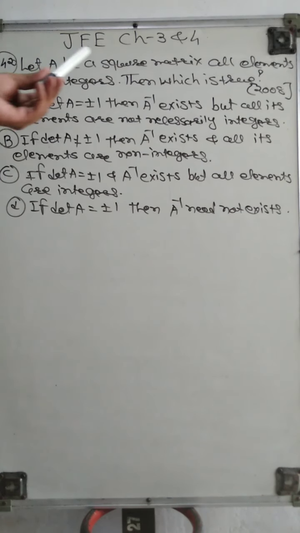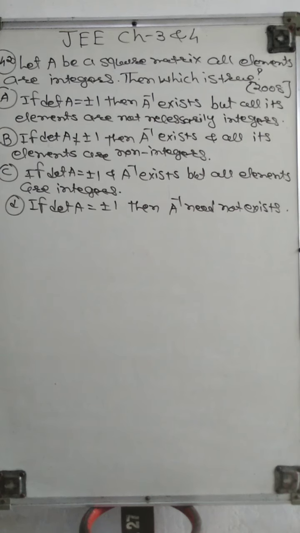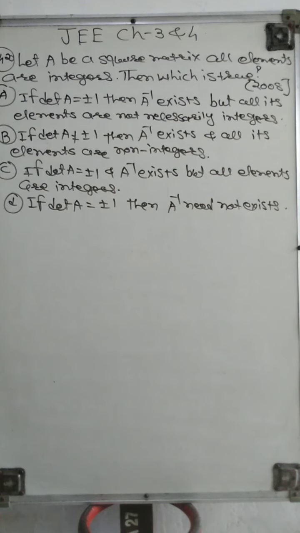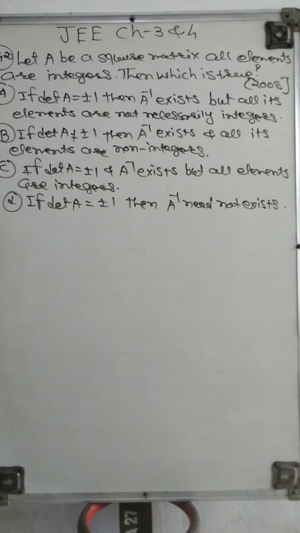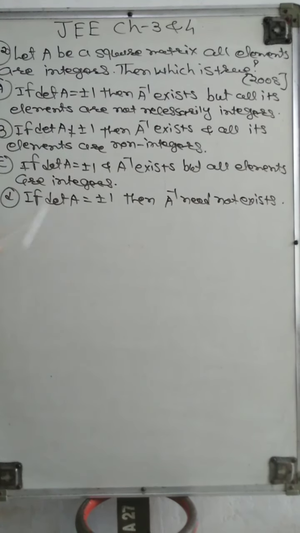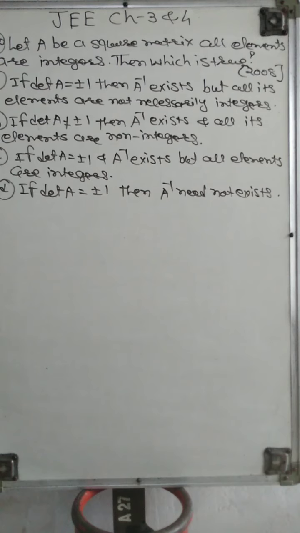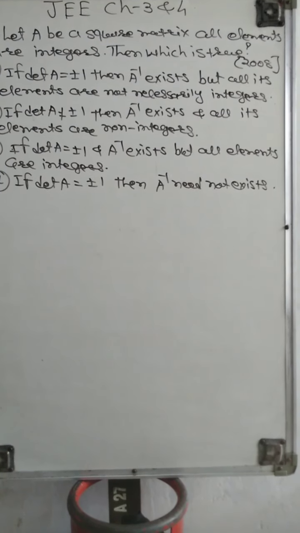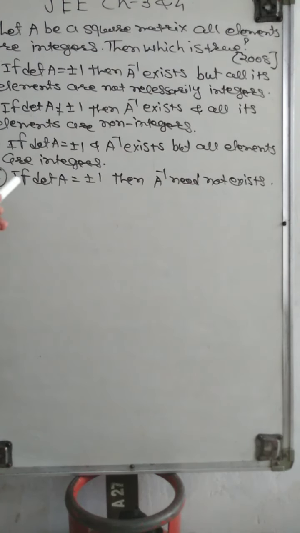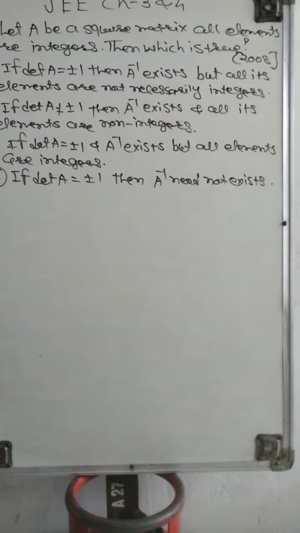42. Let A be a square matrix, all elements are integers, then which statement is true? 2008 sum. A: If determinant of A equals plus or minus 1, then A inverse exists but all its elements are not necessarily integers. B: If determinant of A is not equal to plus or minus 1, then A inverse exists and all its elements are non-integer. C: If determinant of A is equal to plus or minus 1, then A inverse exists and all elements are integers. And D: if determinant of A equals plus or minus 1, then A inverse need not exist.